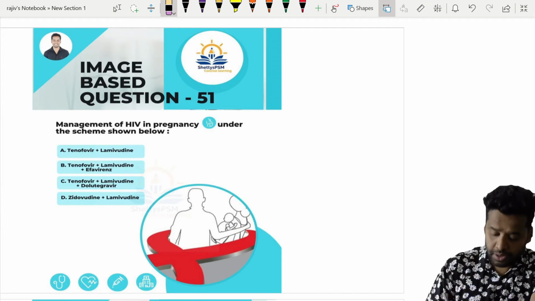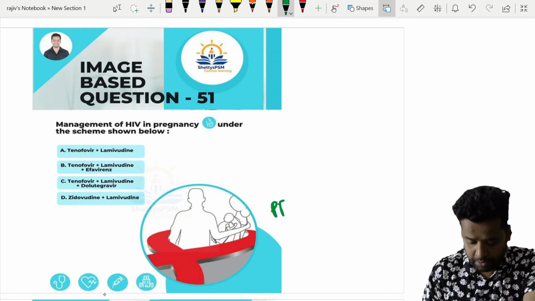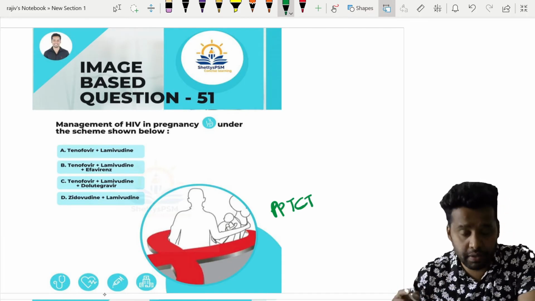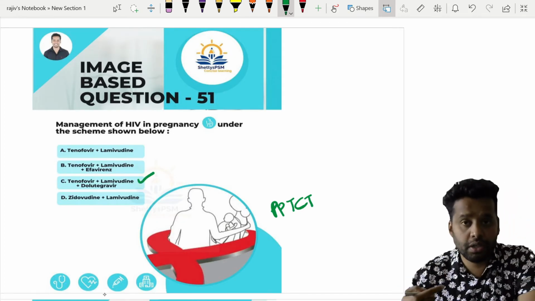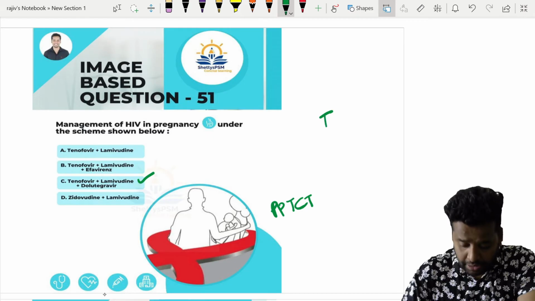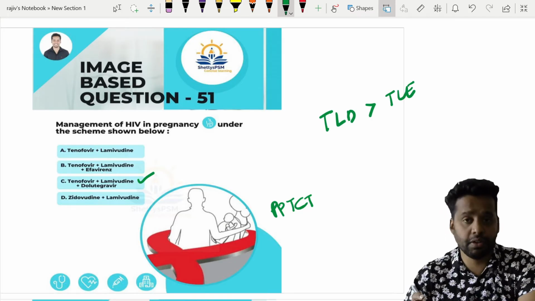So what is the logo given? It is for PPTCT, prevention of parent to child transmission. The question was, what is used in pregnancy for HIV management? We are using tenofovir, lamivudine and dolutegravir. TLD combination is used. Before, TLE was used. Now it has been replaced by TLD combination.